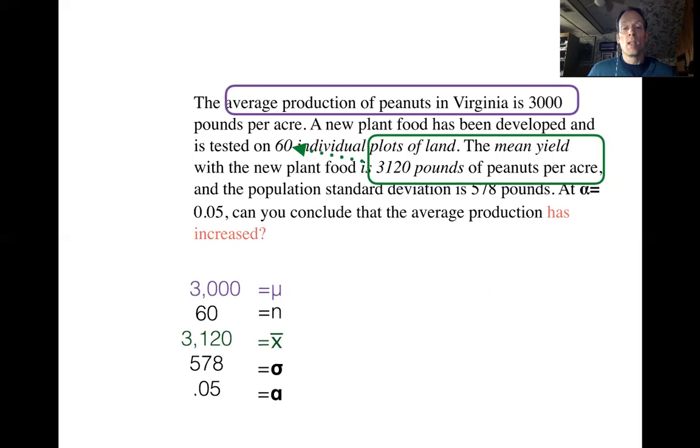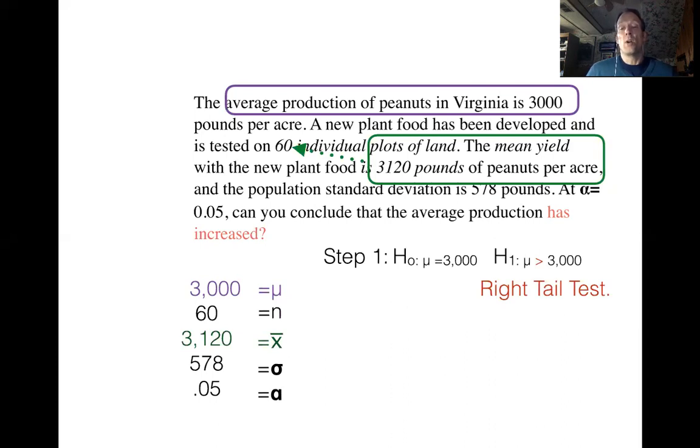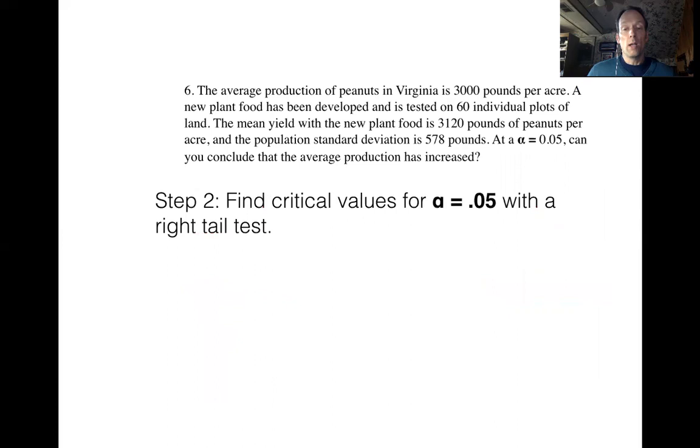And now let's think about step 1 of the hypothesis test. We're going to follow the same pattern that we had seen in the last video. We're going to take our null hypothesis and set it up where mu is equal to 3,000 pounds, the currently believed population average. For the alternative hypothesis, our key word is that we're looking for an increase. So we're going to create a right tail test, and we're going to specify that H1 would say mu is greater than 3,000 pounds.